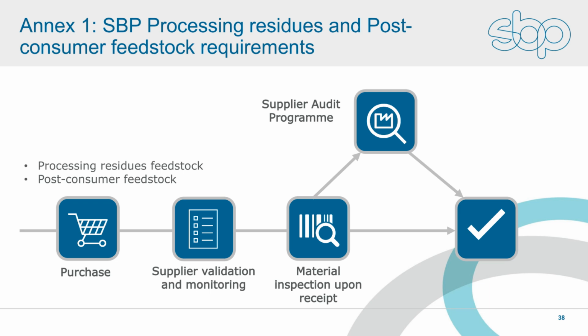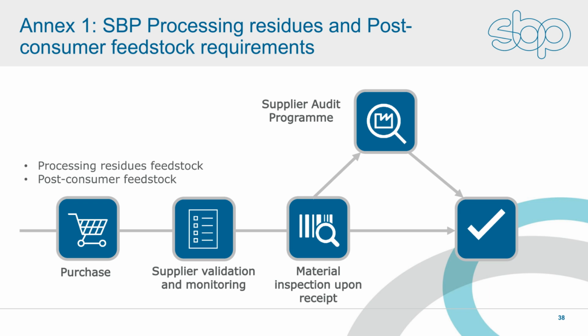First, verification and monitoring. The organization must conduct a verification process for its suppliers of processing residues and post-consumer feedstock to determine whether the feedstock is genuinely eligible for the SBE exemptions. For each supplier, the organization defines the necessary evidence, the actions, and the record-keeping procedures that confirm the feedstock complies with the relevant SBP definitions.